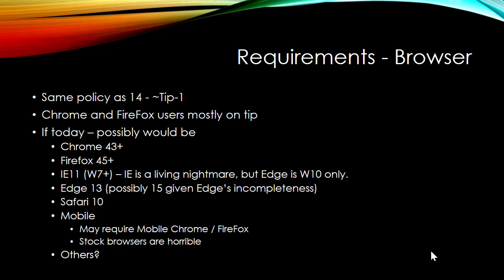So the requirements in the browser, it's the same basic policy as 14, roughly tip -1. Chrome and Firefox users are almost always on tip versions because of the aggressive auto upgrade that both of those products have. If today, possibly, it would be Chrome 43+, Firefox 45+, IE 11. This is a huge problem for us because we understand, especially some corporate users, they have a corporate policy of using IE, but IE is a living nightmare, not just from a bug standpoint, but the versions that are out there. It doesn't auto-upgrade as aggressively as Chrome and Firefox.